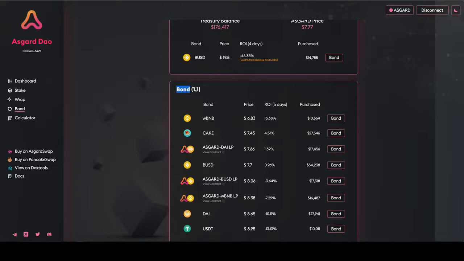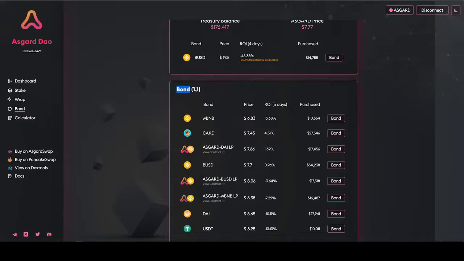you don't have to worry about doing that here. Instead of, like I said, having to purchase the LP tokens, then trading them for bonds, users only need to have the asset pair BUSD and Asgard, for example, in their wallet to purchase the bonds directly.